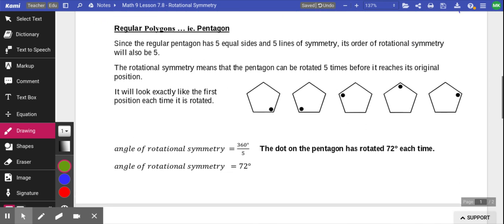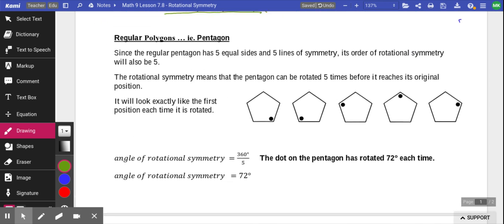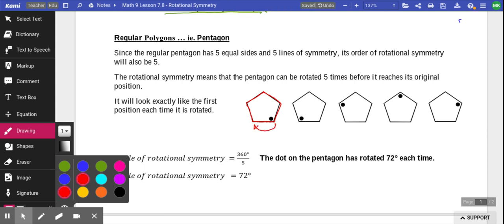Perfect. Let's look at another example. So we have a pentagon here. A pentagon is a 5-sided regular pentagon, which means that the angles and the side lengths are all the same. If I took this shape and I spun it around, so that this corner was now in this corner, you would still have the exact same shape.